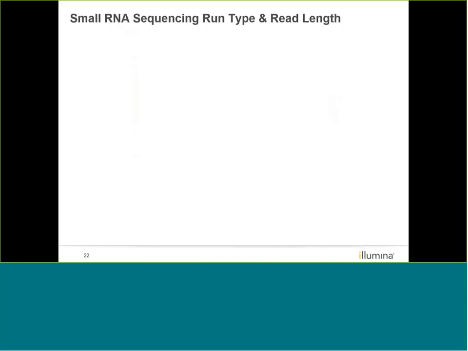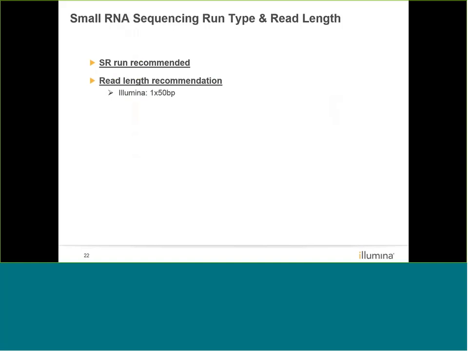All right, once we decide we're going to run it on this particular instrument, the next thing we need to decide is, are we going to do a single read run or a paired end run? And how long am I going to sequence in each read? We recommend a single read run. There's no reason why you cannot do a paired end run, but that's not needed because small RNA, as the name states, is very small. They're only about 30 nucleotides long, at most. So there's really no need to sequence from both ends.